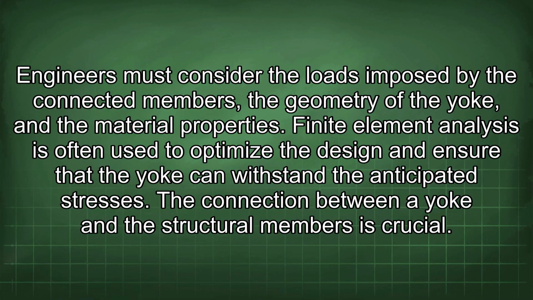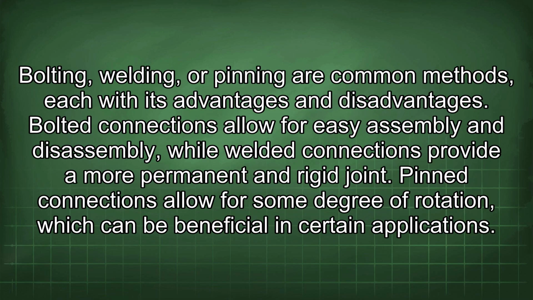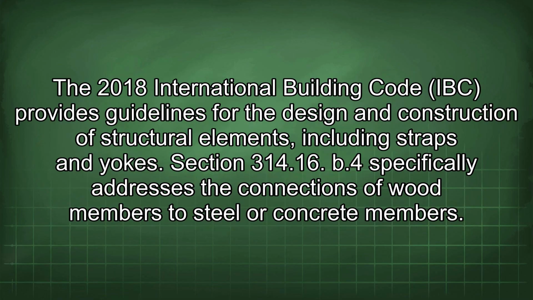The connection between a yoke and the structural members is crucial. Bolting, welding, or pinning are common methods, each with its advantages and disadvantages. Bolted connections allow for easy assembly and disassembly, while welded connections provide a more permanent and rigid joint. Pinned connections allow for some degree of rotation, which can be beneficial in certain applications. The 2018 International Building Code, IBC, provides guidelines for the design and construction of structural elements, including straps and yokes.